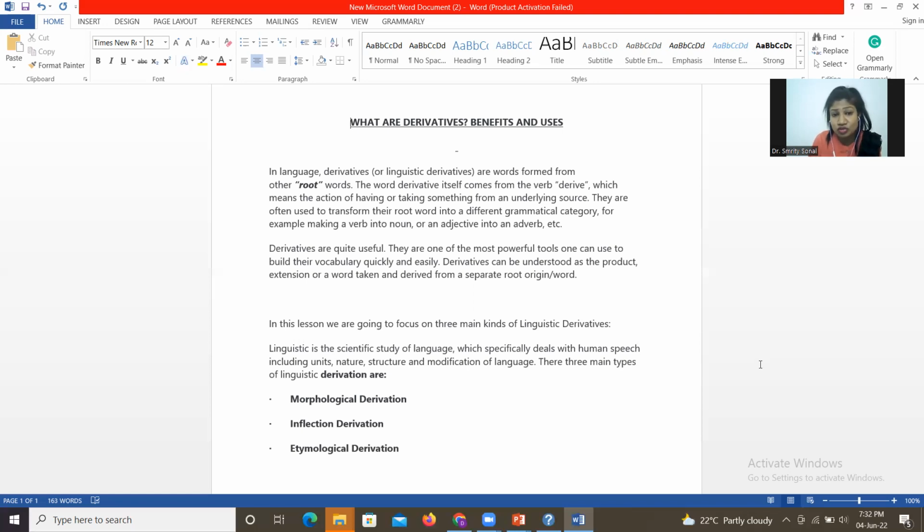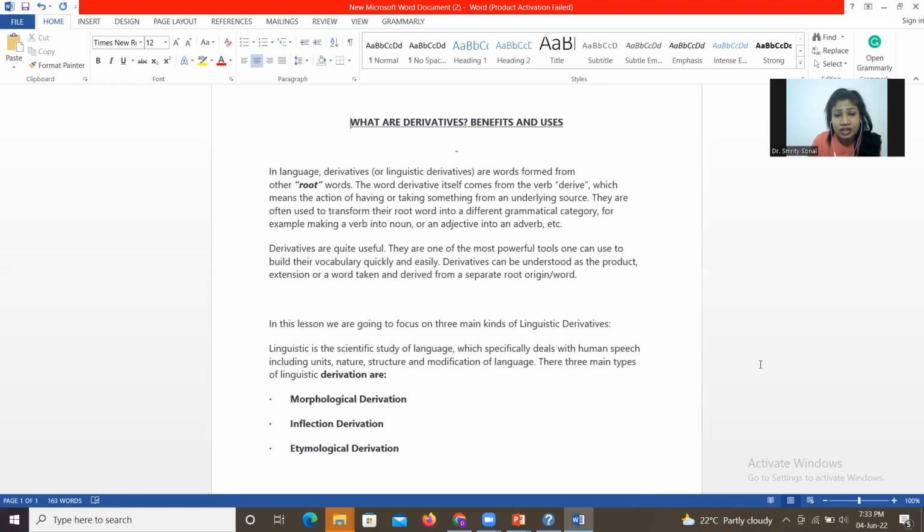Similarly, it adds on to our vocabulary. Without knowing a few words, just knowing the underlying layer or the root word, we can connect the root word with its derivative and try to understand what that bigger or unknown word is. So, therefore, derivatives become quite useful.